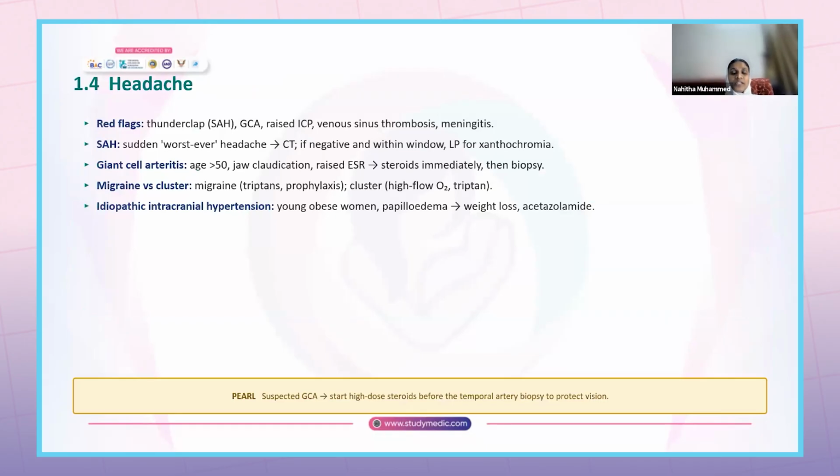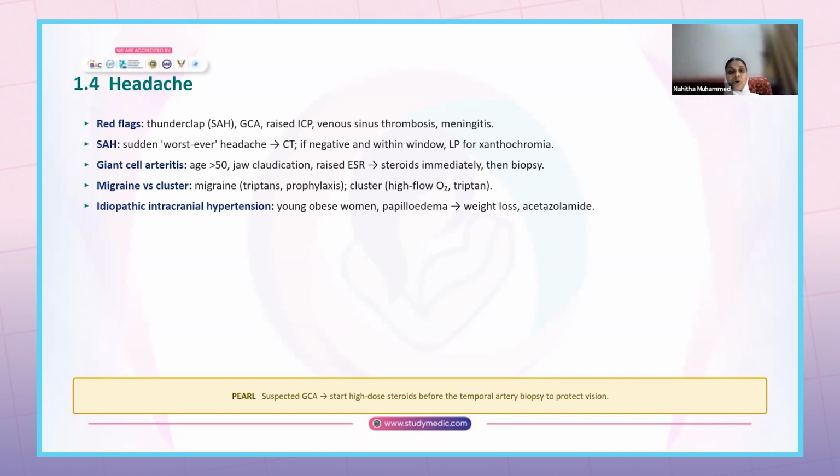Now this is a third important topic, headache. There are different types of scenarios. The first one is thunderclap headache, which is seen in subarachnoid hemorrhage, giant cell arteritis, raised ICP, venous sinus thrombosis, and meningitis. These are the 5 basic differential diagnoses in severe headache. So subarachnoid hemorrhage is sudden worst ever headache.